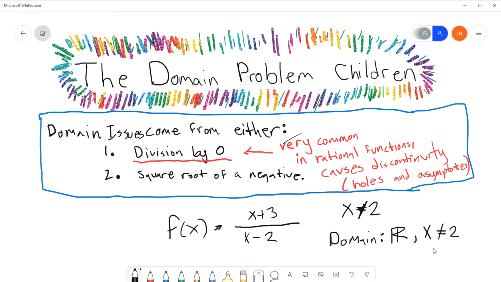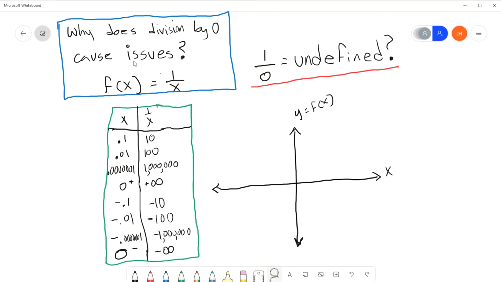All right. So now I want to quickly recap why it is that division by 0 is undefined. So really quick, why does division by 0 cause issues? For example, in the function f of x equals 1 over x, which is our classic rational function, why is it that when I plug 0 in, 1 over 0 is undefined?